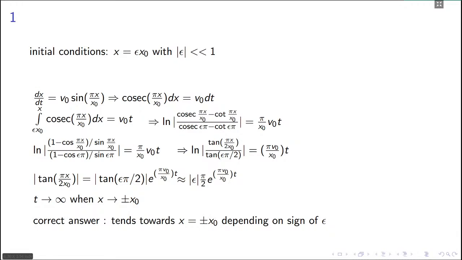In the long term, the particle tends towards x equal to plus minus x naught, depending on the sign of epsilon. So if epsilon is positive, it will go to plus x naught. If epsilon is negative, it will go to minus x naught. So that's the correct answer. And if you want, you can write to them, and if they accept it, you will get some marks. I'm not sure if you can still do it, but there will still be some contacts, and you can write to them if you want.